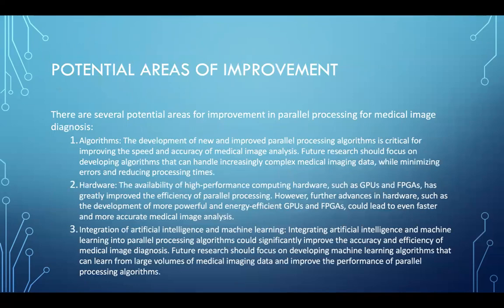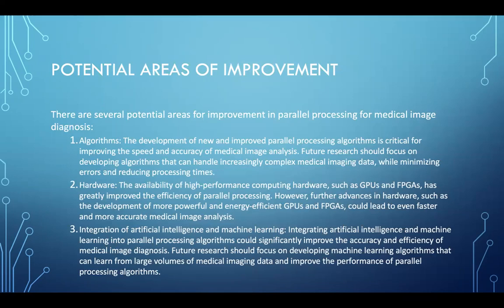Here are some of the potential areas of improvements. Algorithms. The development of new and improved parallel processing algorithms is critical for improving the speed and accuracy of medical image analysis. Future research should focus on developing algorithms that can handle increasingly complex medical imaging data while minimizing errors and reducing processing times. Hardware. The availability of high performance computing hardware, such as GPUs and FPGAs, has greatly improved the efficiency of parallel processing. However, further advances in hardware, such as development of more powerful and energy efficient GPUs and FPGAs, could lead to even faster and more accurate medical image analysis.